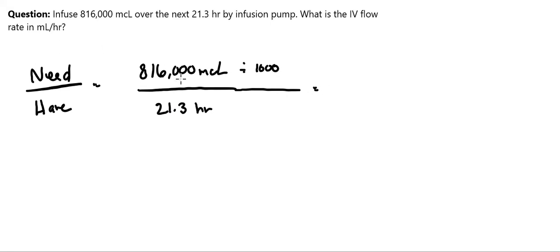So if we take 816,000 divided by 1,000, you can use your calculator. I'm going to not bother for this one because I'm going to get 816. And that is how you get from microliter to milliliter. And I still have my 21.3 hours. And I need milliliter per hour. That's what they said right here. So I'll go ahead and I'll do the division.